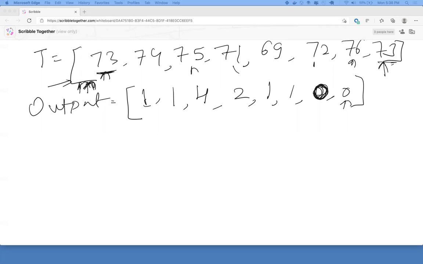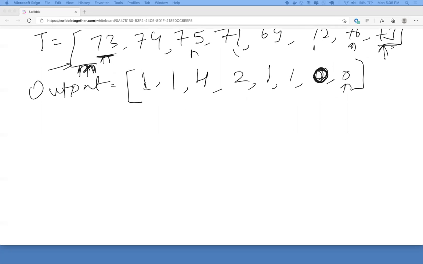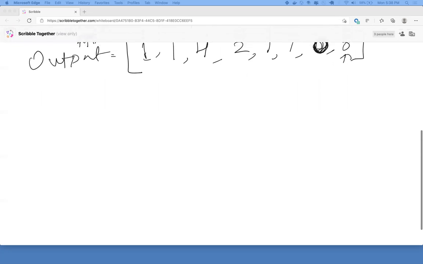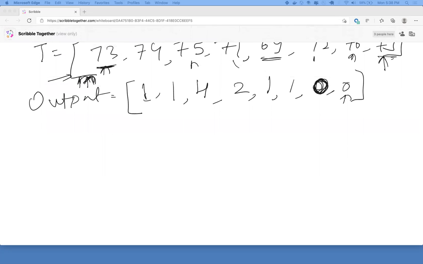Is that clear? So Ankur, for the 69, why say 1 instead of 3? Because for 69 the next day is 72, so it's higher. Not the highest, but the next warmer, the immediate day which has a temperature above the current one. So similarly for 71, 69 is lower, 72 is higher, so you show 2. I see. Okay, got it.